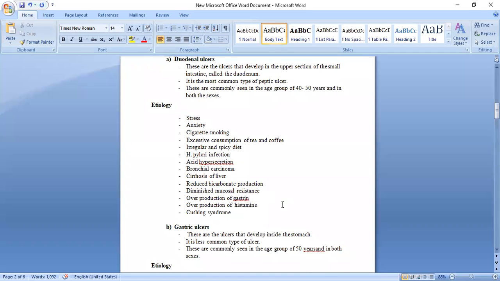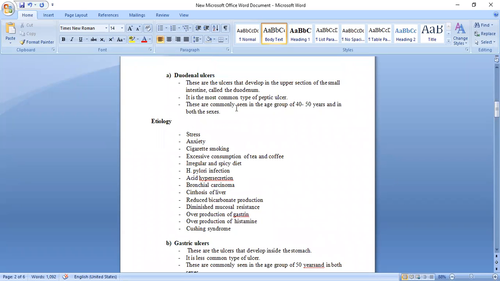Overproduction of gastrin, overproduction of histamine, Cushing syndrome. Cushing syndrome, pituitary gland, okay, cortisol, if it is increased more, then maybe chances of this duodenal ulcer. Have you understood this one? Etiology. So many causative agents are there in the duodenal ulcer.